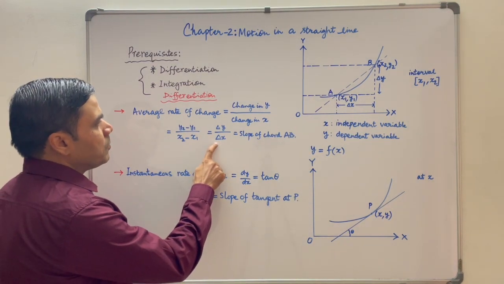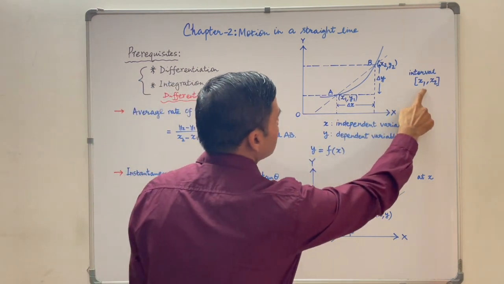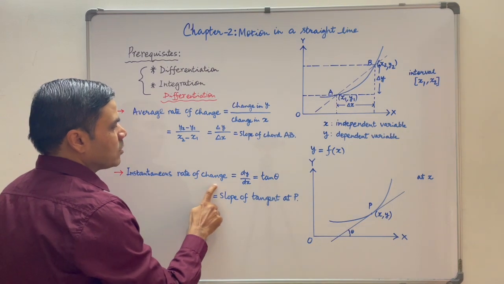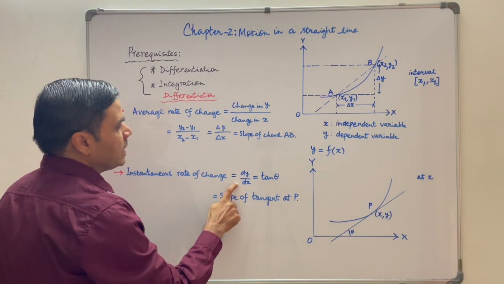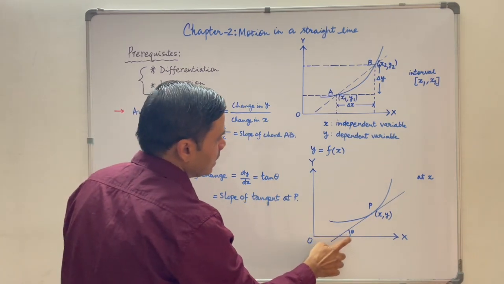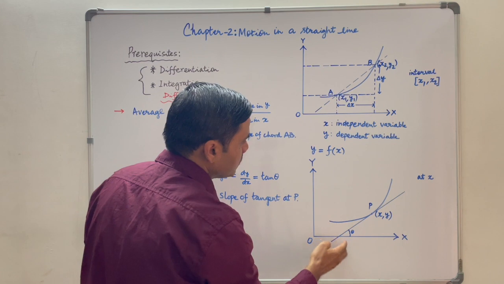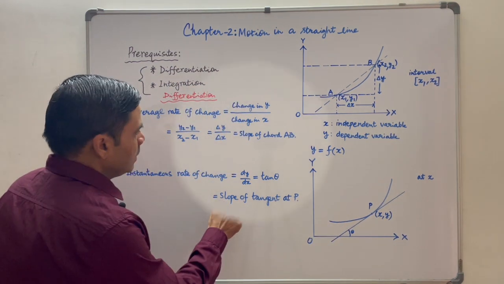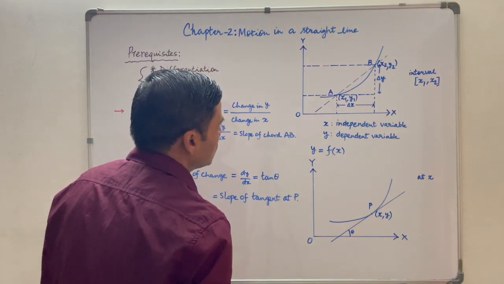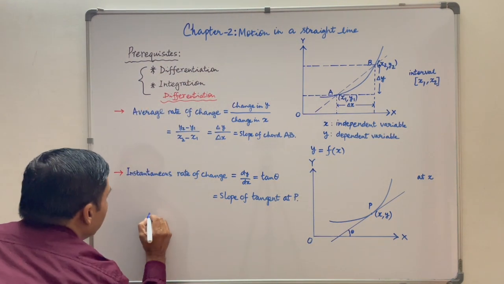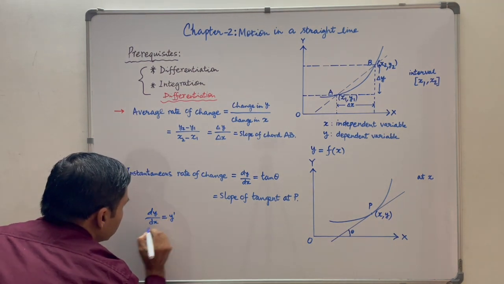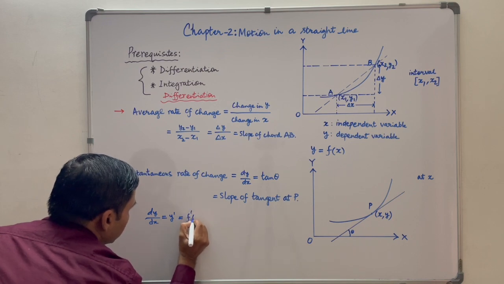Consider delta to be very small so that this interval shrinks to a point x. Then instantaneous rate of change is given by dy by dx and it is equal to tan theta, where theta is the angle that the tangent at P makes with the positive x-axis. dy by dx can be calculated by the first derivative of the function y is equal to f(x), and it is denoted by dy by dx is equal to y dash is equal to f dash x.